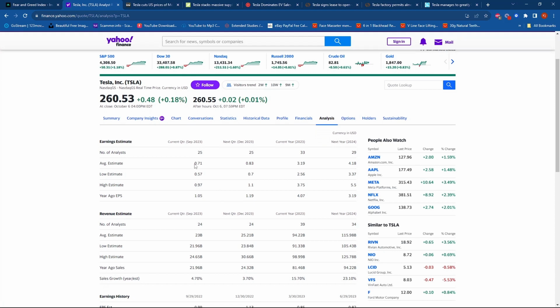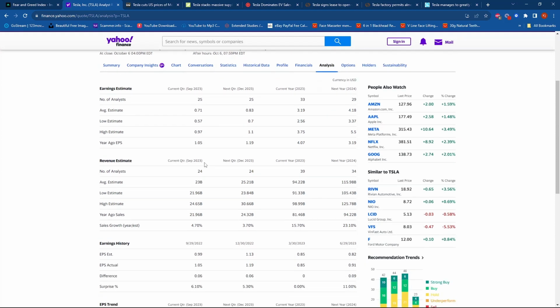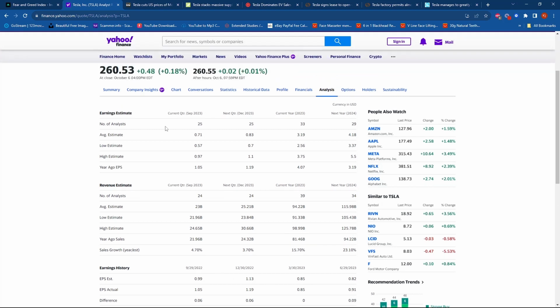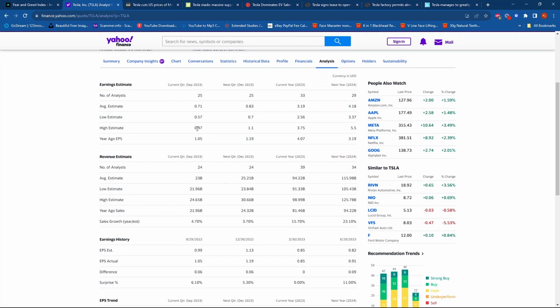The current estimate for the earnings per share is 0.71, which is relatively low compared to the previous ones. Let's look at the previous ones: 0.99, 1.13, 0.85, 0.82. So yeah, 0.71 is pretty low compared to those, but that's not always a bad thing, because I see the estimate compared to the actual.